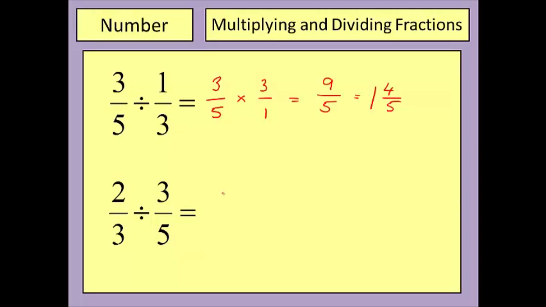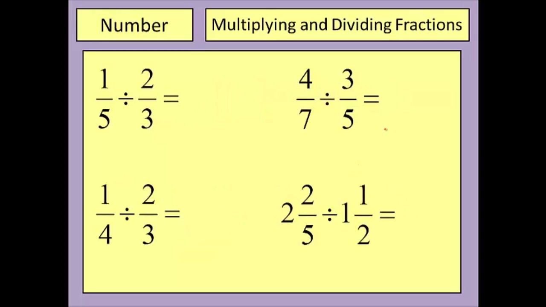In the second example, I'm going to approach this in the same way. It's going to be 2/3. Now the second fraction is going to flip upside down to become 5/3, and my divide sign turns into a multiply. 2 times 5 is 10, 3 times 3 is 9, and again this will tidy up to 1 1/9.